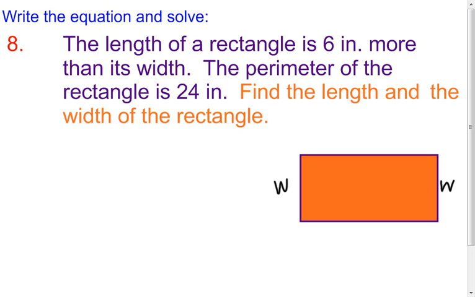I don't know the length either, but what I do know is that the length is 6 more than the width. So if it's 6 more than, that means I need to add 6 to the width. So that's what it looks like. The perimeter of the rectangle is 24. So now let's think about how you find perimeter. So I find perimeter by adding up all the sides.